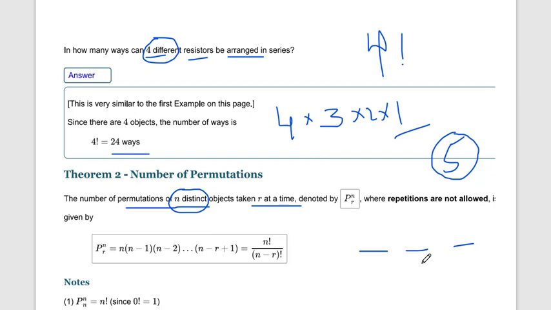It is denoted by nPr, where repetition is not allowed. This formula also has one condition, which is that repetition is not allowed. Repetition means I cannot choose the same object, just like the previous example with double A. For this formula you cannot choose the same one twice. So what is the formula for nPr?